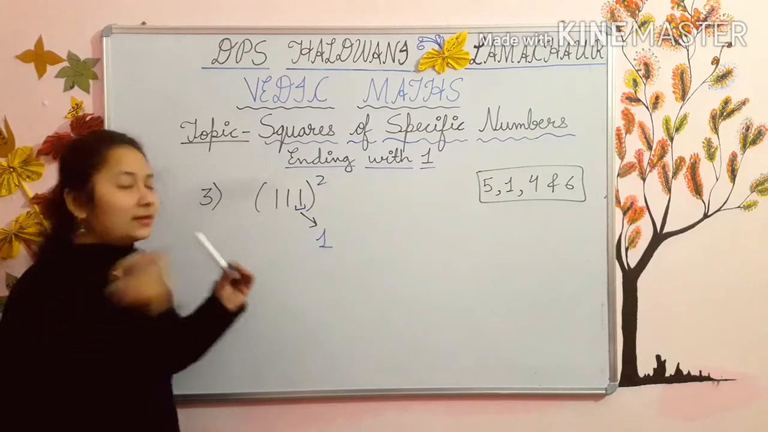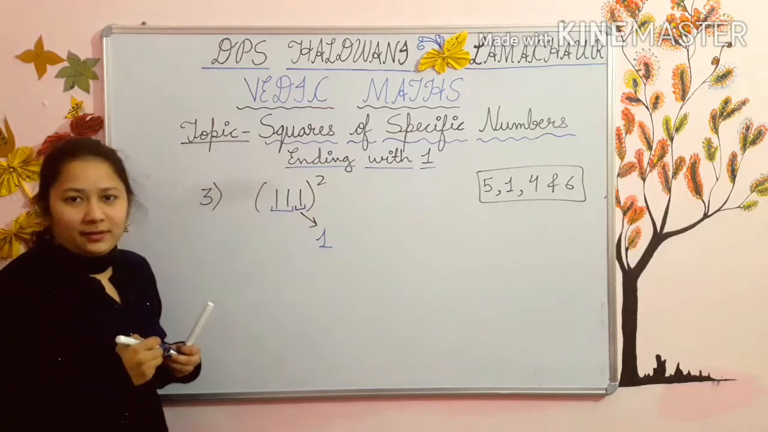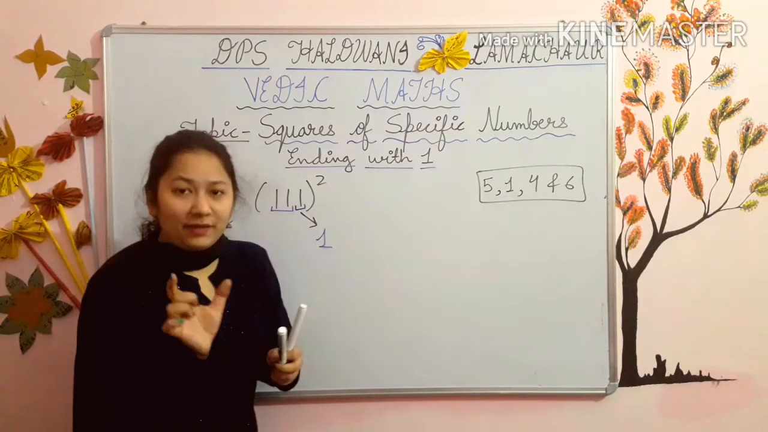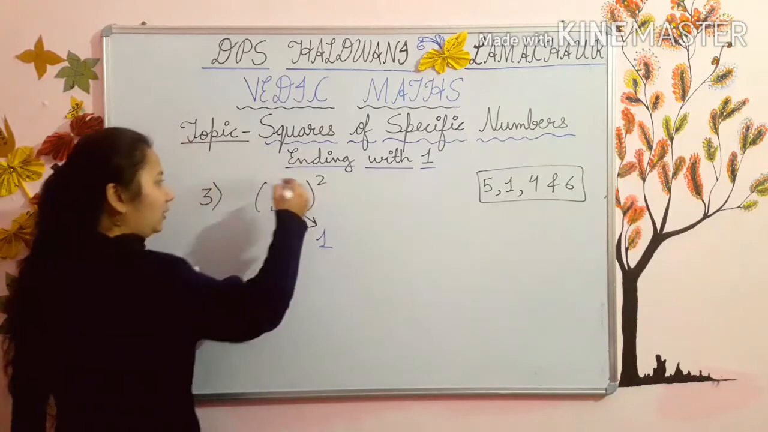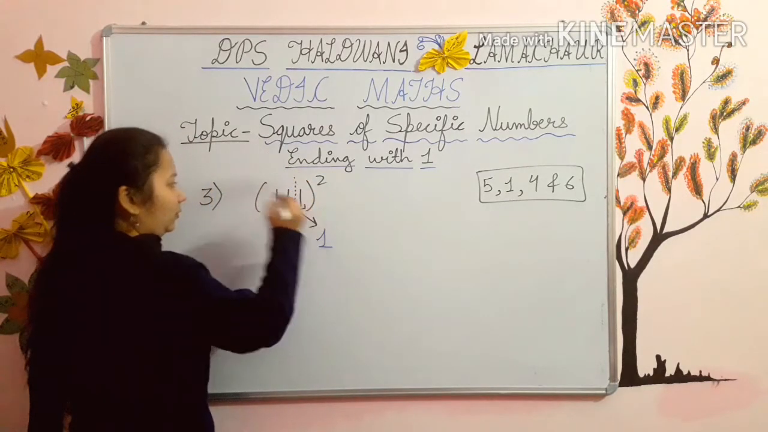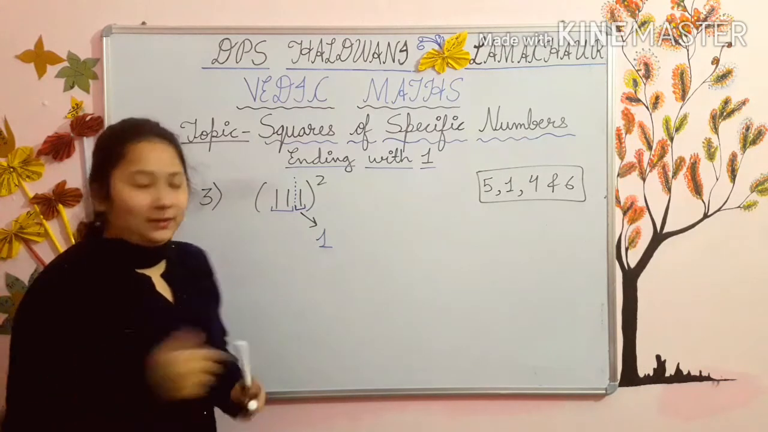Now what is your rest number? The rest number is 11. Now you have to take the whole 11. Yes. Remove the last one. What is left out? The left out part is 11.